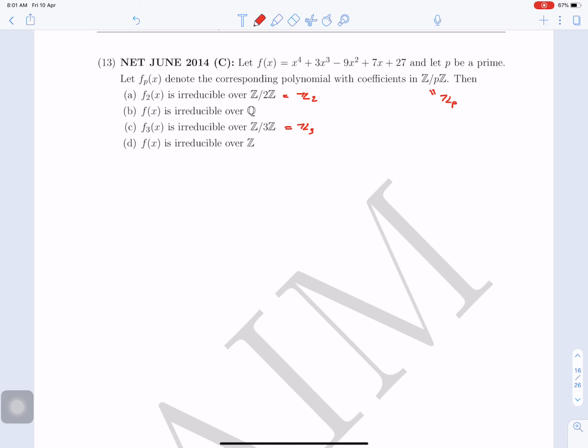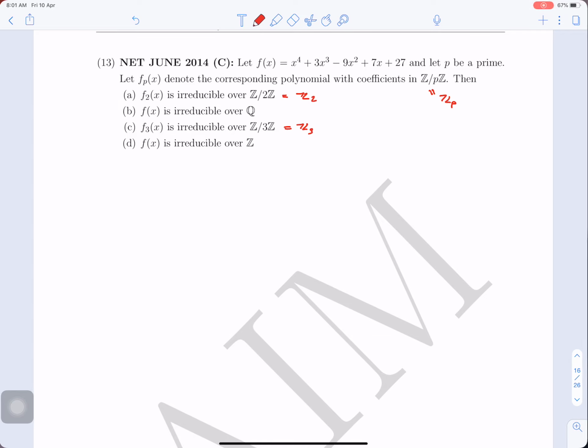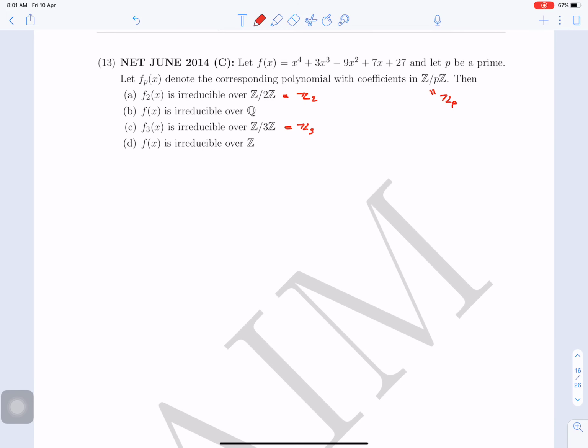So here two options, A and C, are about Z_2 and Z_3, that is Z_p, and two options, B and D, are over Q and Z respectively. So let's consider the first one. For option A, you consider f(x) equal to x raised to 4 plus 3x cube minus 9x square plus 7x plus 27.